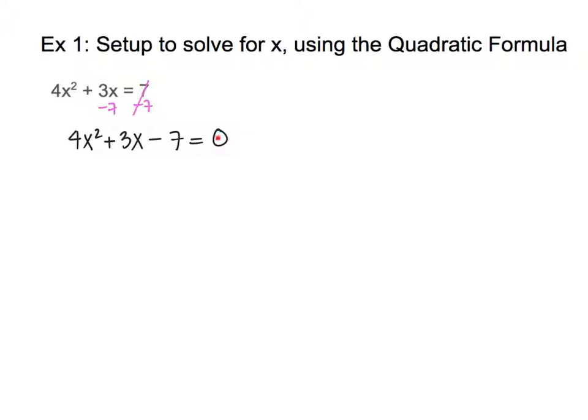Once this side is 0, you can figure out what your a, your b, and your c are. So a here is going to be 4. It's the number in front of x squared. B here will be positive 3. C here is going to be negative 7. So if there's a minus sign in front, make sure you make it a negative.